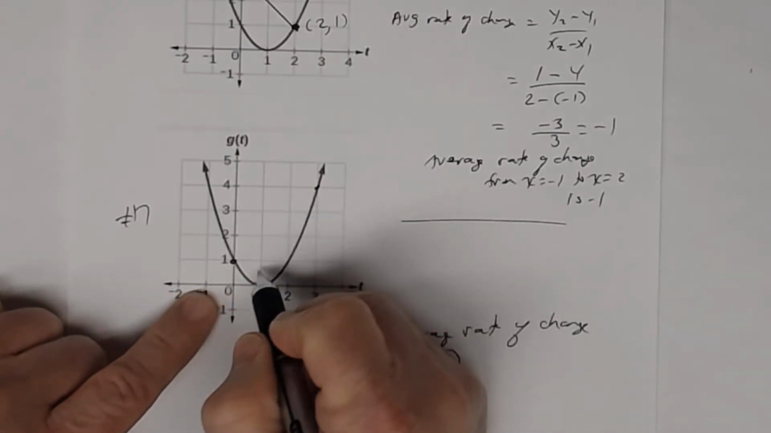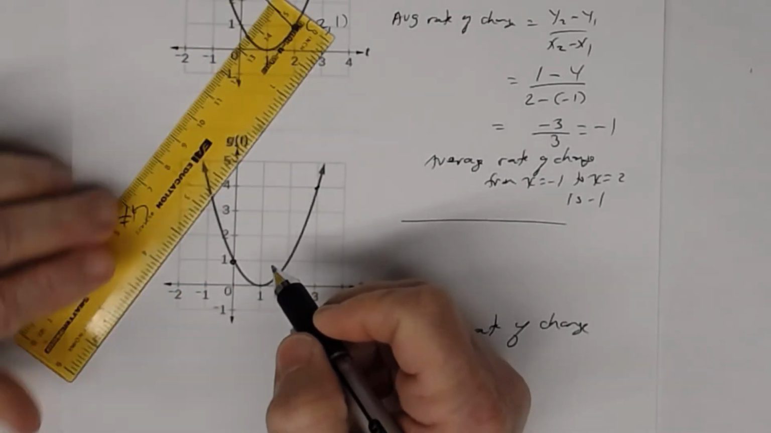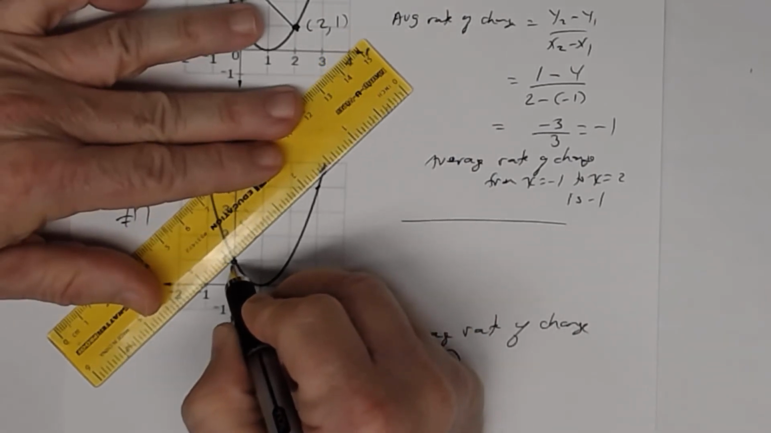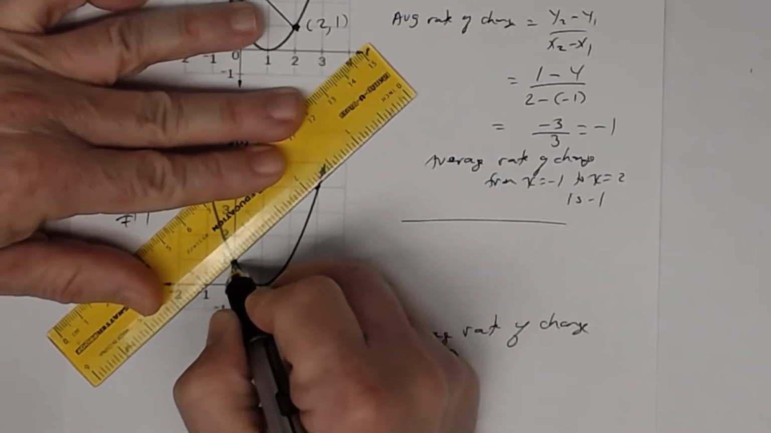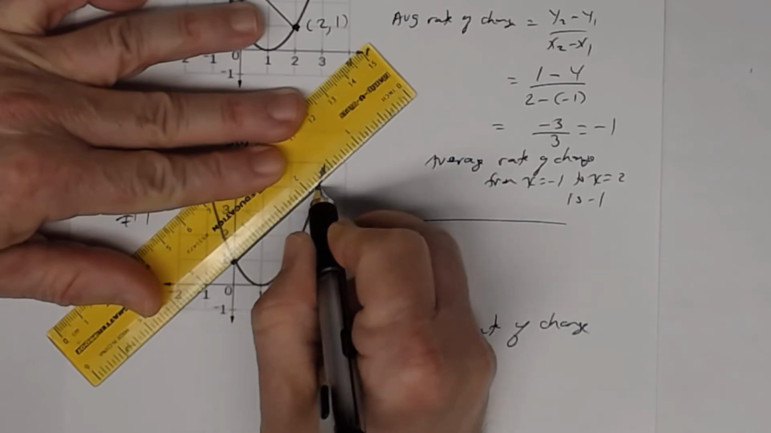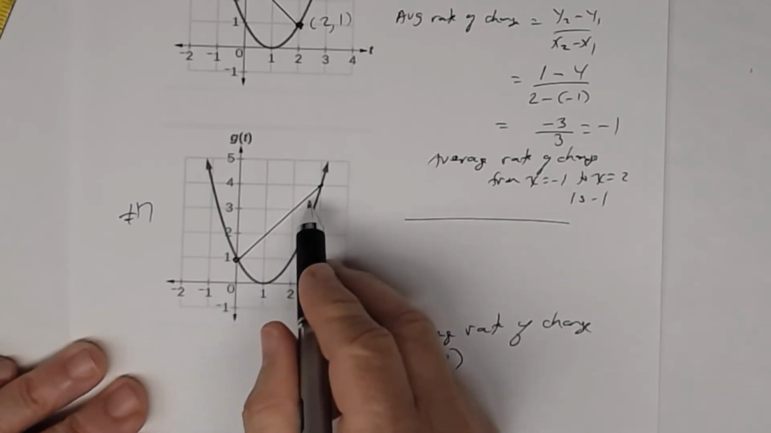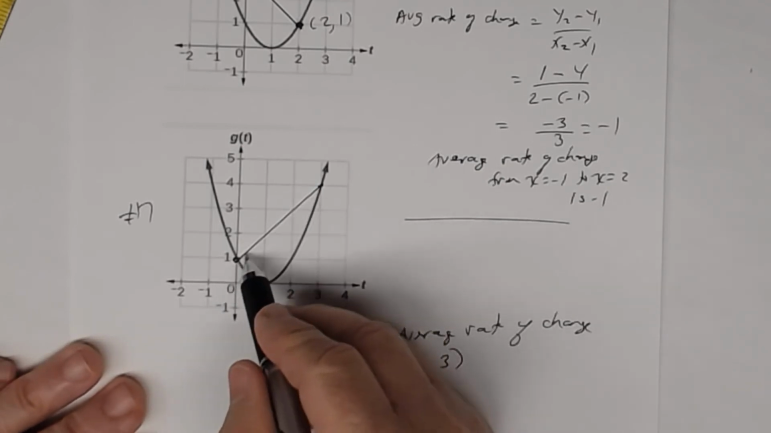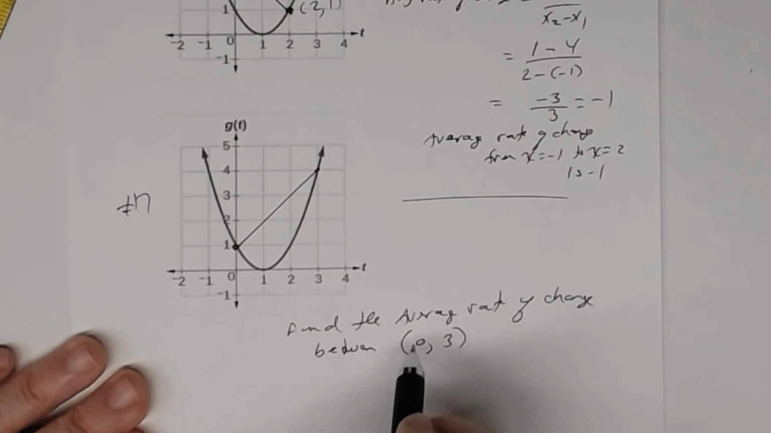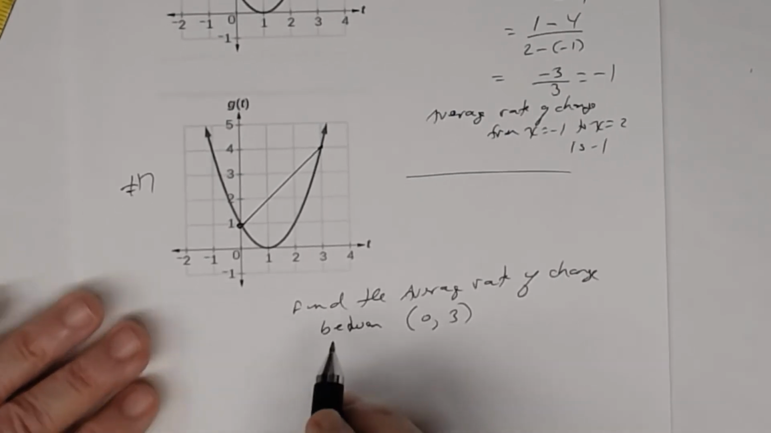So I want to know what's the average rate of change from x equals 0 to x equals 3? That's the question. So notice the average rate of change will be positive, won't it? Because my line is increasing. So this answer here should be positive. Okay, so let's find it.